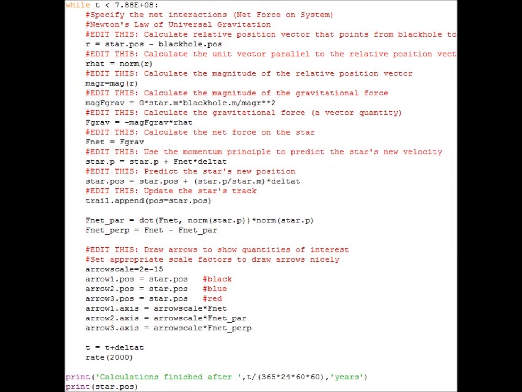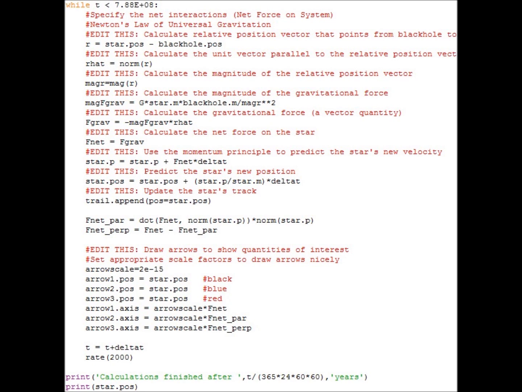Now, in each iteration of the loop, the gravitational force is calculated for the system in accordance with Newton's law of gravitation. The distance vector, r, is the difference in the positions of the black hole and the star. The gravitational constant is, well, constant, as are the masses. Thus, the gravitational force can be updated. Because the gravitational force is the only force acting on the star, the net force is also the gravitational force. Using the momentum principle, the p vector is updated, which, in turn, is used to update position.